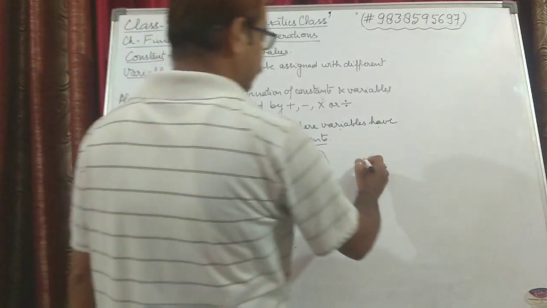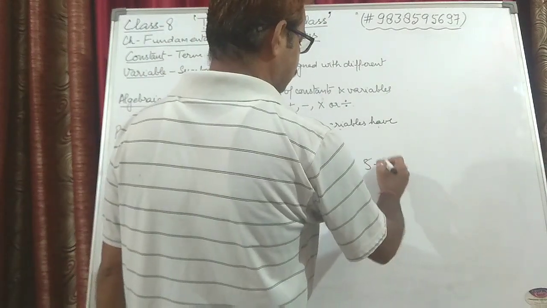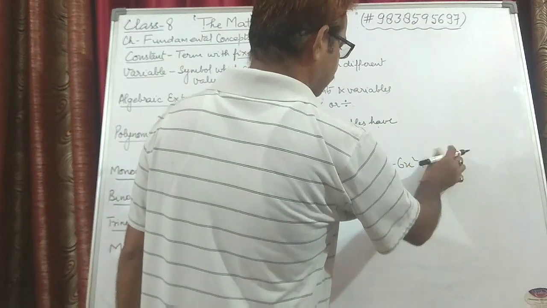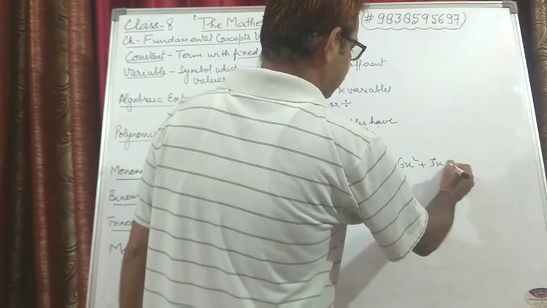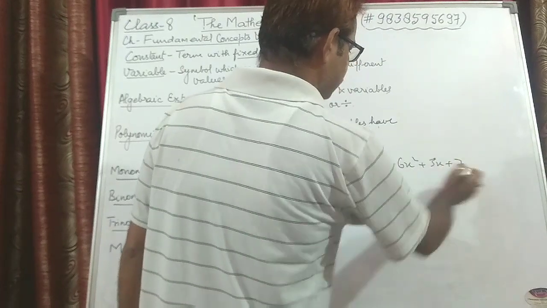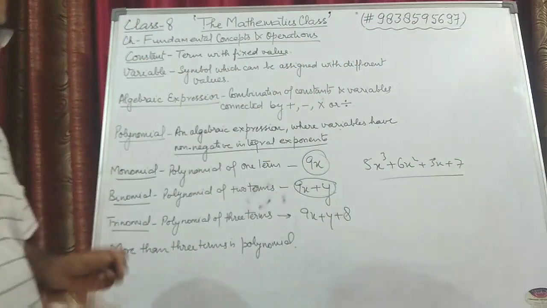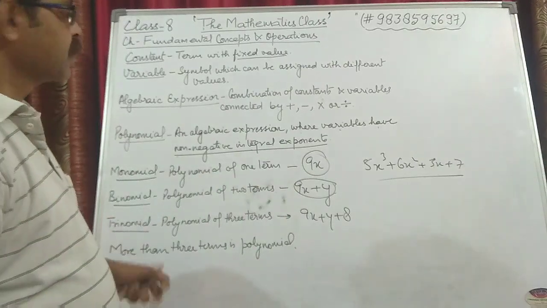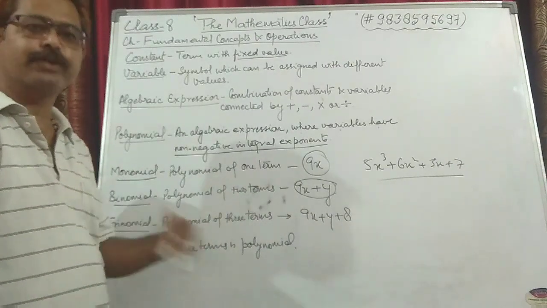Suppose I say 5x cube plus 6x square plus let's say 3x plus 7. So this is a polynomial. So these are the basic definitions that you need to remember. Now we move on to the other topics.